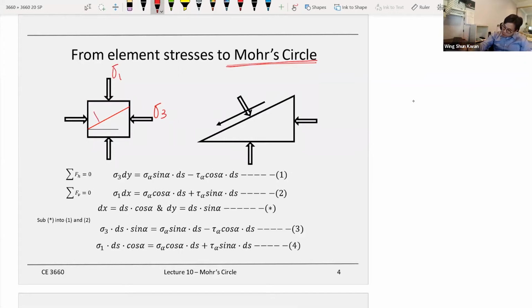On any plane within your element, you have the normal stress and also the shear stress, with an orientation of angle alpha. And if we focus on this plane right here, the failure plane, we only have the failure plane. Again, this is our sigma 3 and this is our sigma 1, and we have the normal stress and shear stress acting on this plane with the angle alpha.